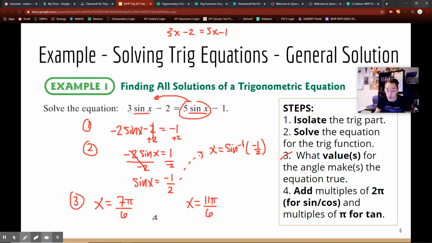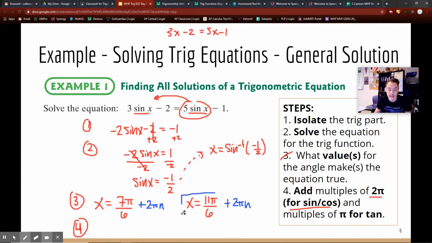Now, step 4 is technically what I'm going to do right now. Step 4 is add multiples of 2 pi for sine and cosine. So what does that mean? That means I'm going to add, in blue actually, 2 pi times n. If you don't want to do that little dot n, then don't do it. But 2 pi n, and then plus 2 pi n.